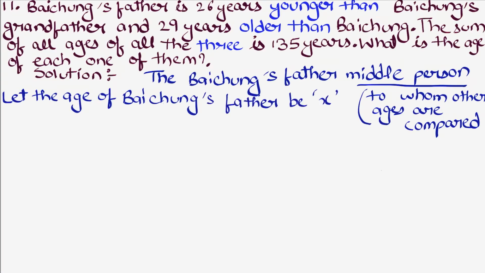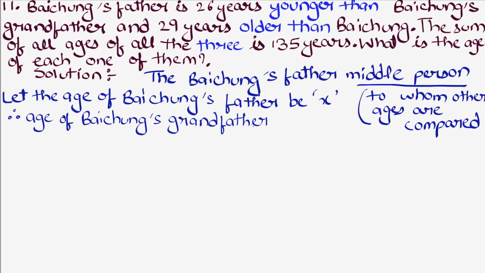If you read the first line, Bachung's father is 26 years younger than Bachung's grandfather. Obviously, in this case, the age of Bachung's grandfather would be greater than the age of his father. So if you are adding 26 years to the age of Bachung's father, that would be the age of Bachung's grandfather. Therefore, the age of Bachung's grandfather is equal to X plus 26 years.